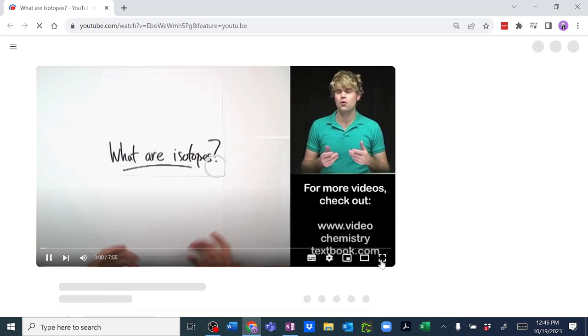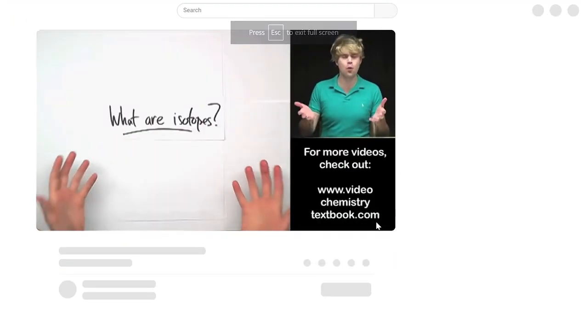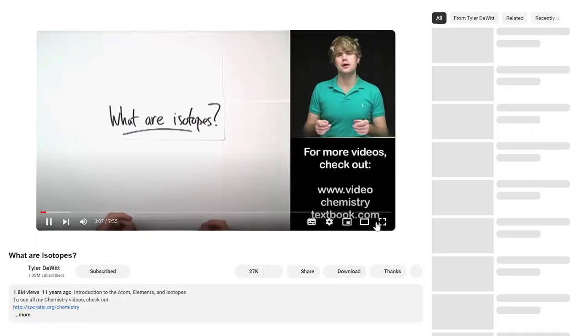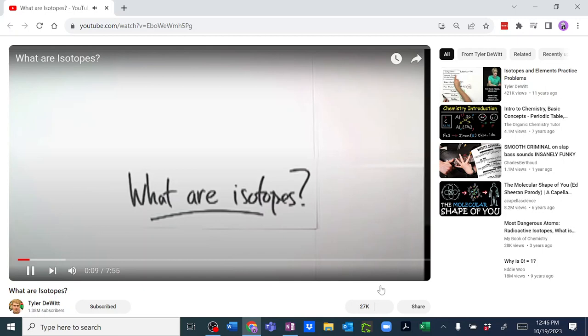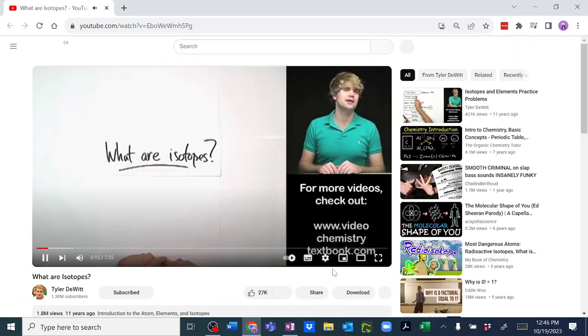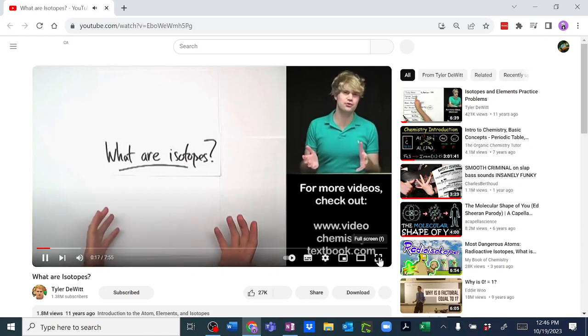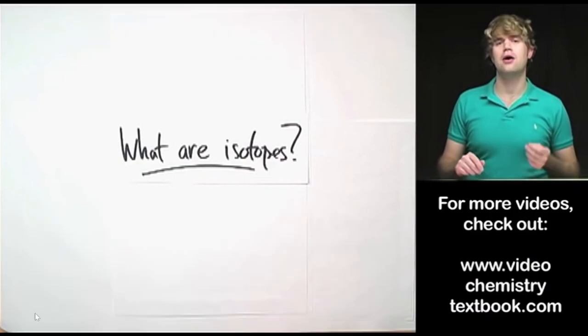What are isotopes? Isotope is a word that gets thrown around in chemistry a lot. So, what are they really? Isotopes are different versions of an element, or different versions of a certain kind of matter. It's a tricky concept, though, and a lot of people get confused, so I want to describe them by starting out with an analogy.